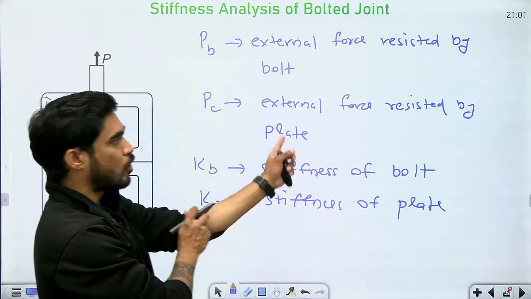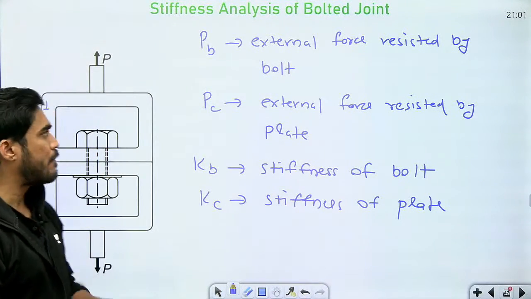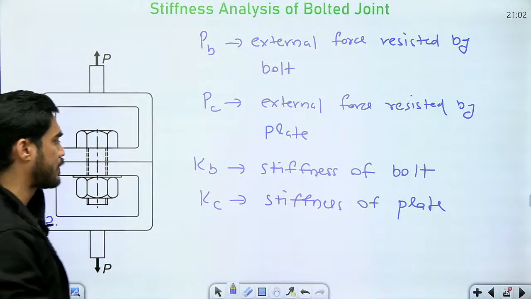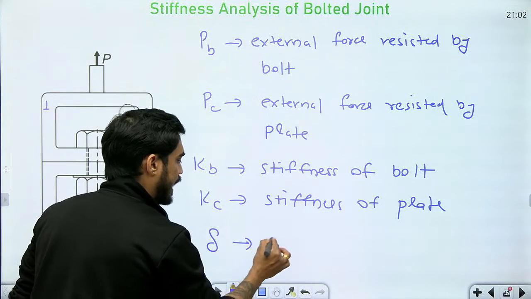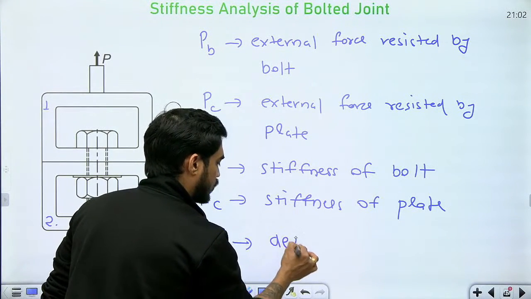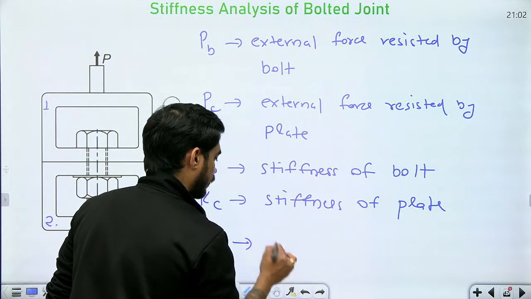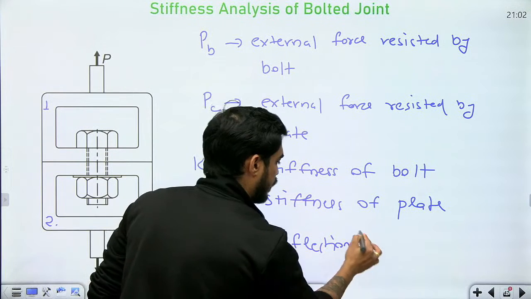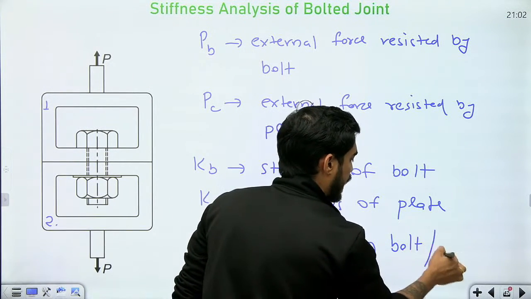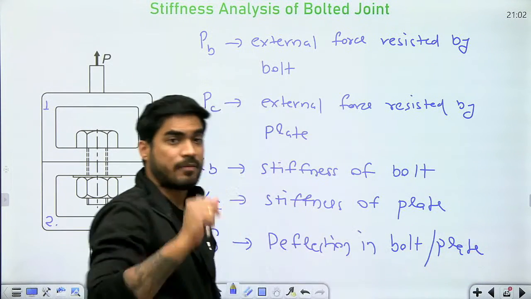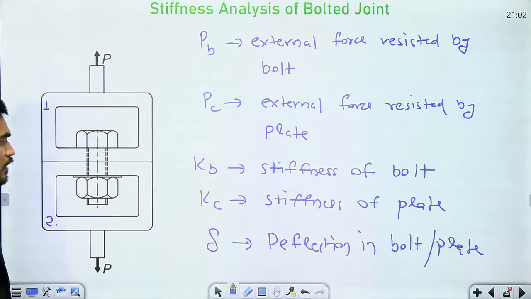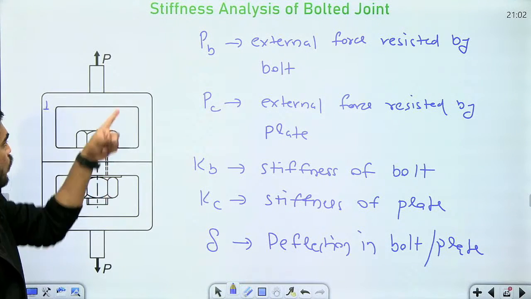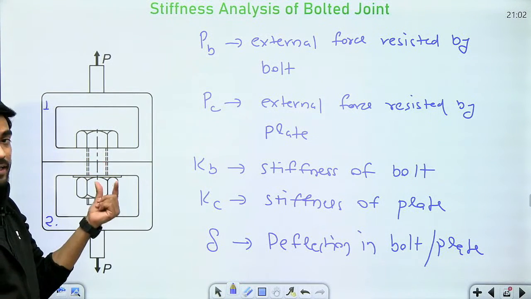What exactly do we study in this topic, stiffness analysis? If I am applying a force P, how much force will go into the bolt and how much into the plate? Now let's say delta is the deflection in bolt and plate, and it will be equal. Why? Beta, bolt and plate are connected in parallel. How are bolt and plate connected? In parallel.